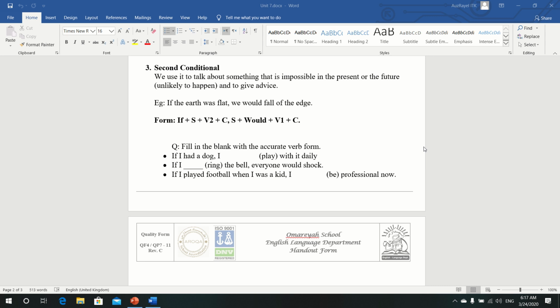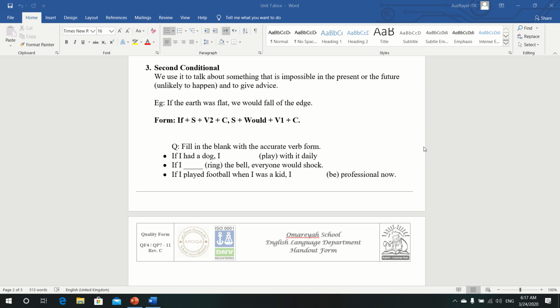So, is the earth actually flat? No. So we say if the earth was flat, we would fall off the edge. So we are not going to fall off the edge because the earth is not flat. So it is something that is unlikely to happen or actually impossible to happen. Okay. So if the earth was flat, which is untrue, okay, we would fall off the edge.